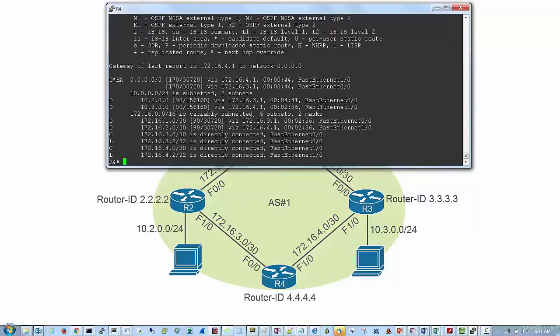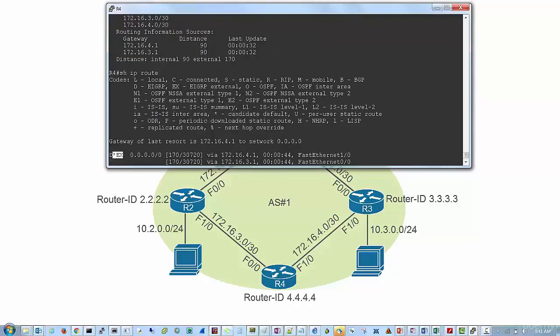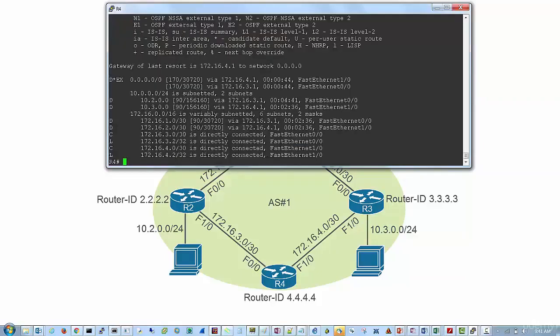Another thing you'll notice, we have this EX code next to our EIGRP code. And that means it's an external EIGRP route, meaning that it was redistributed into the autonomous system number 1 topology. And you'll notice that instead of an administrative distance of 90 for our internal EIGRP learned routes, we have our external administrative distance that we talked about in our last section, since it's an external EIGRP route.